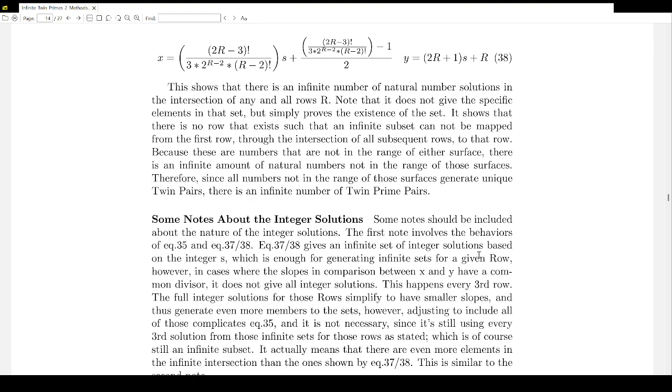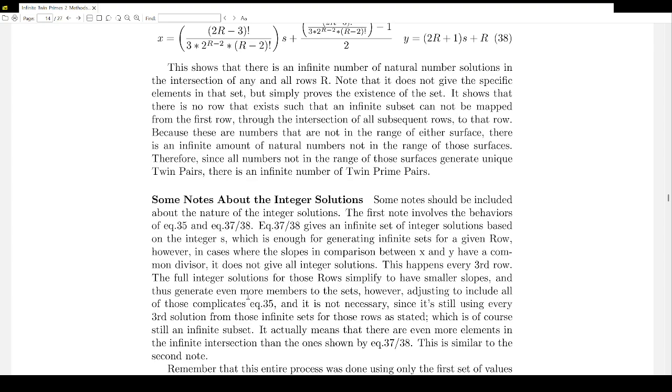The first note involves this stuff. It gives an infinite set of integer solutions based on the integer s, which is enough for generating infinite sets for a given row R. However, in cases where the slopes in comparison between x and y have a common divisor, and I'm trying to remember this stuff on the fly, so bear with me for a second, it does not give all integer solutions. This happens every third row.